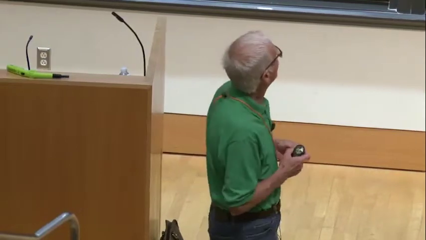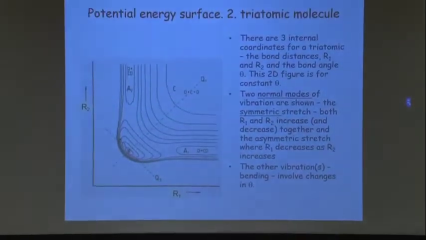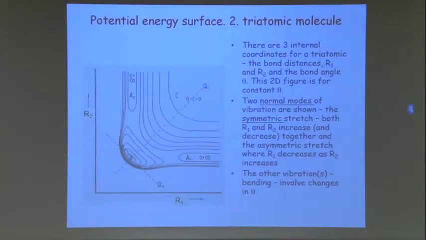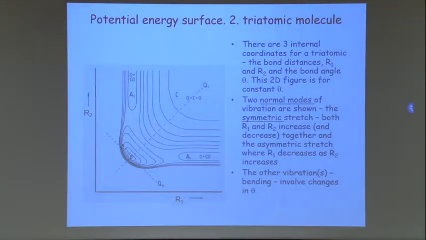Okay, what we were talking about yesterday was transition state theory. And we were talking about potential energy surfaces, and we went through this. This is a potential energy surface for carbon dioxide. So CO2, linear triatomic molecule. There are three variables: the bond lengths and the angle of bending. And this is a diagram at a fixed angle. So the angle isn't changing in this case.